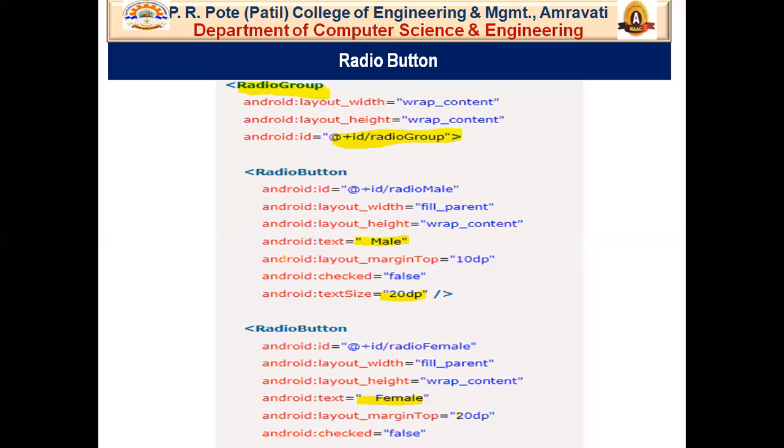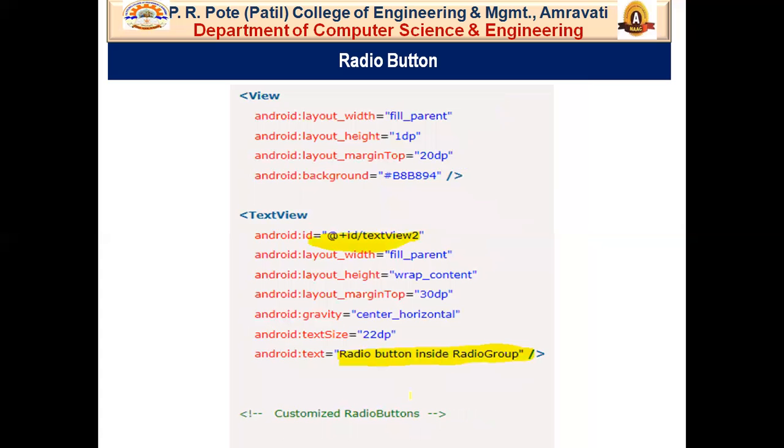So now here the Android checked property is false. It means that by default your radio buttons will be unchecked. If this property is true, it means that by default your radio buttons will be checked. So now here we have mentioned the property as false. It means that male and female, both the radio buttons, will be unchecked by default.